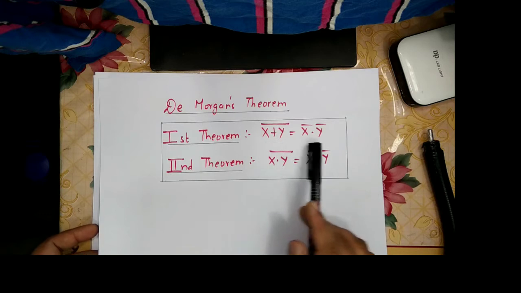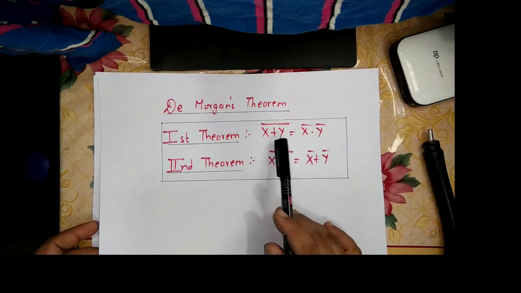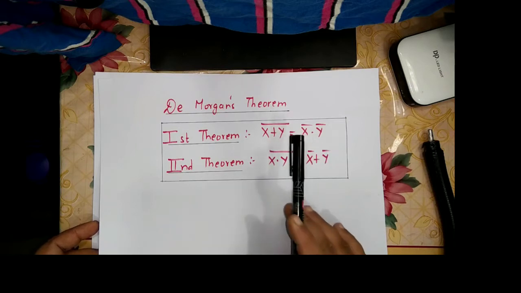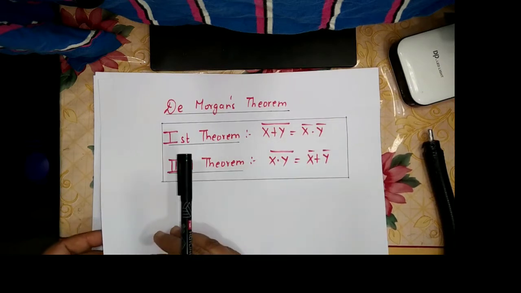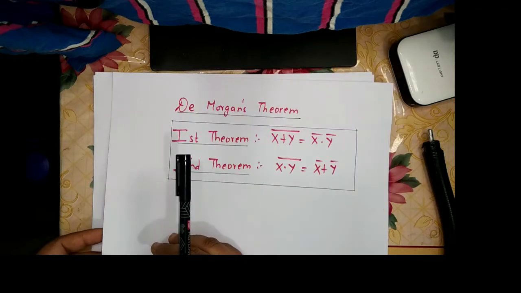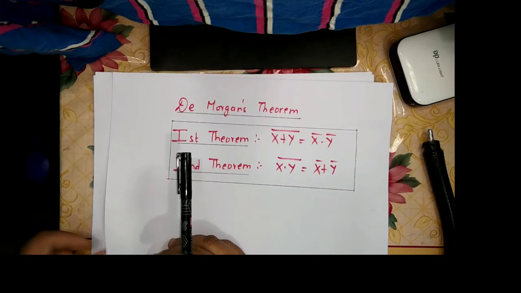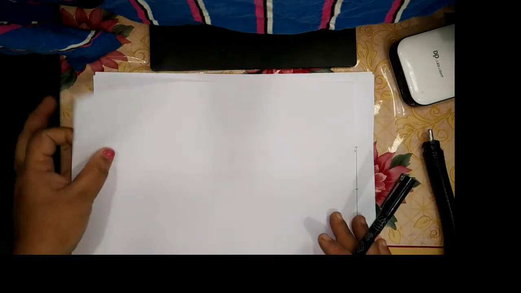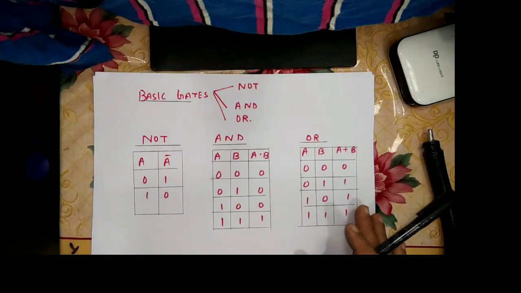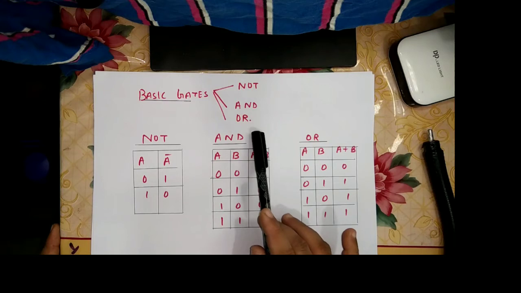For proving these, you can see very clearly that only the complement rule, that is the basic gates AND, OR, and NOT, should be used. So become thorough with the basic gates. The basic gates are your OR, AND, NOT gates. Here I have written the truth table for this. The basic gates that we have are NOT gate, AND gate, and OR gate.